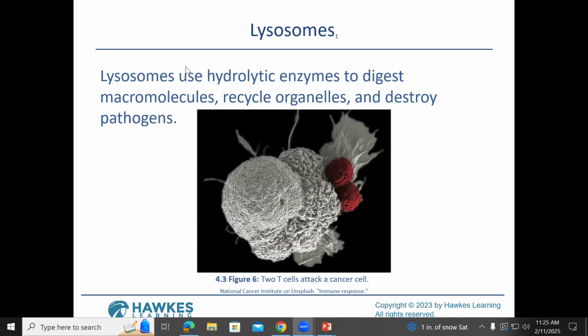Lysosomes use hydrolytic enzymes to digest macromolecules, recycle organelles, and destroy the pathogens.